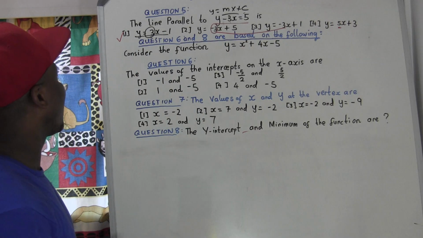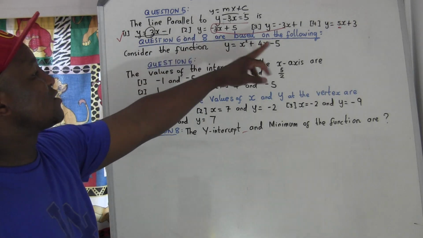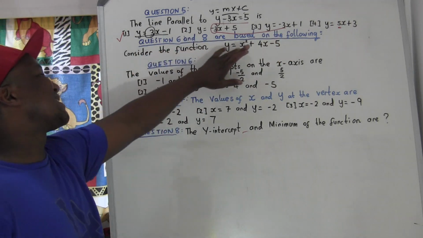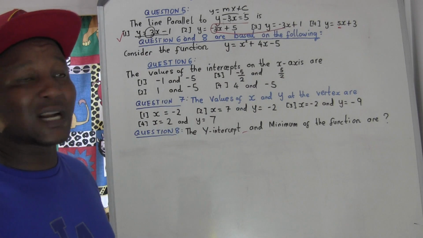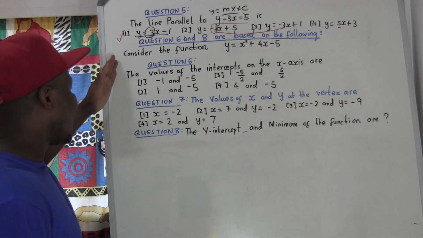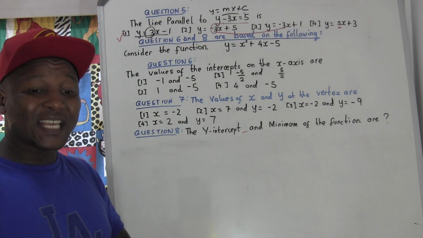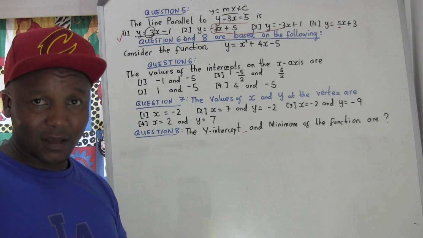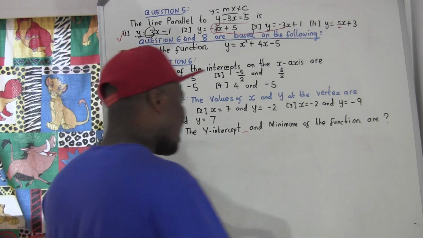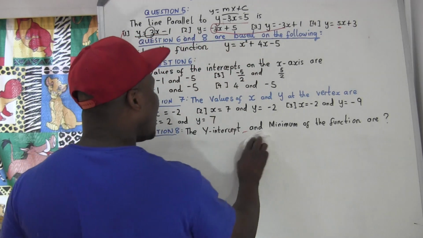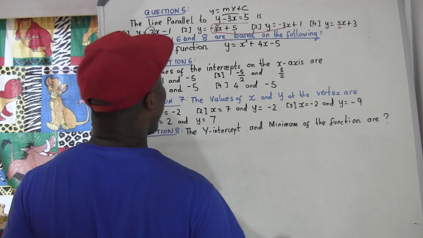Okay. Question number 6. They say questions 6 and 8 are based on the following equation, which means they give us the quadratic. This is what we call a quadratic equation, and then we have to answer the following questions. There are a lot of ways you can do this, but I encourage you to use the quadratic formula, and you never go wrong.